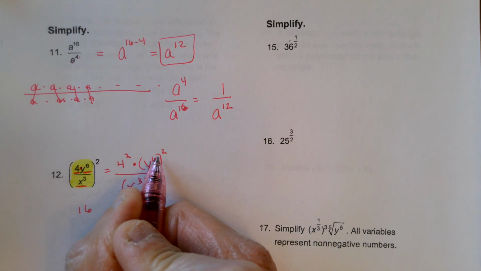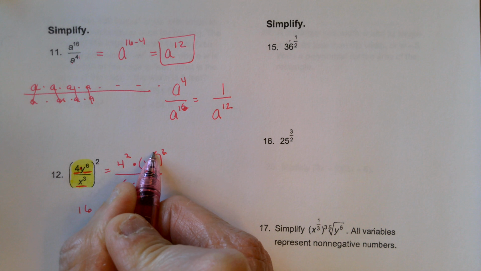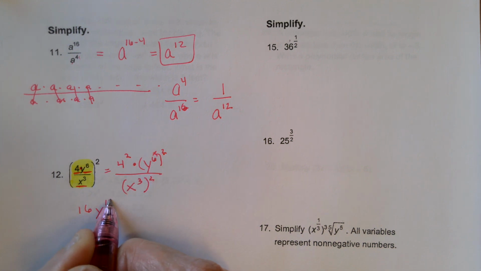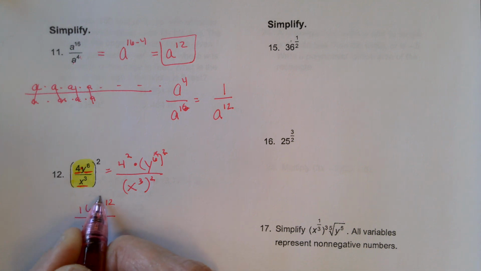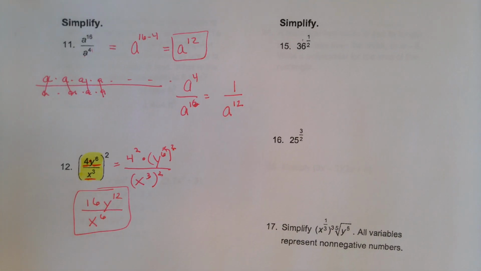And 6 to the 2nd, remember, that's a power to a power. You multiply, it's y to the 12th. And power to a power, that's x to the 6th. All done.